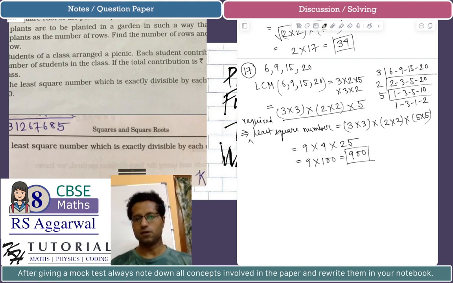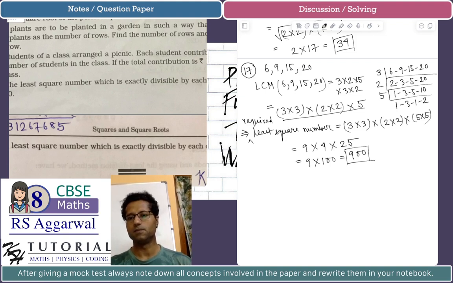So what was the procedure? From the given numbers we found the LCM. It is not required to find the LCM as a single number; it will not help that much. You keep the LCM in the form of a product of prime factors. In this example, the LCM comes out to be 3 multiplied by 2 multiplied by 5 multiplied by 3 multiplied by 2.